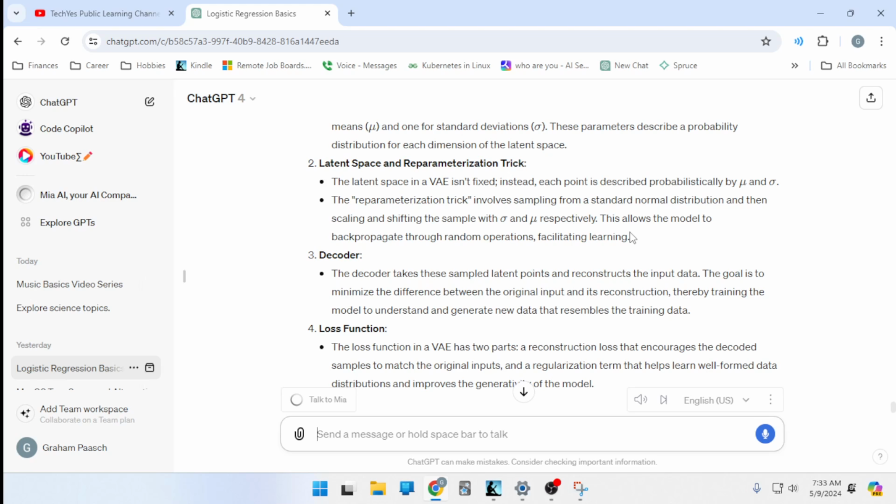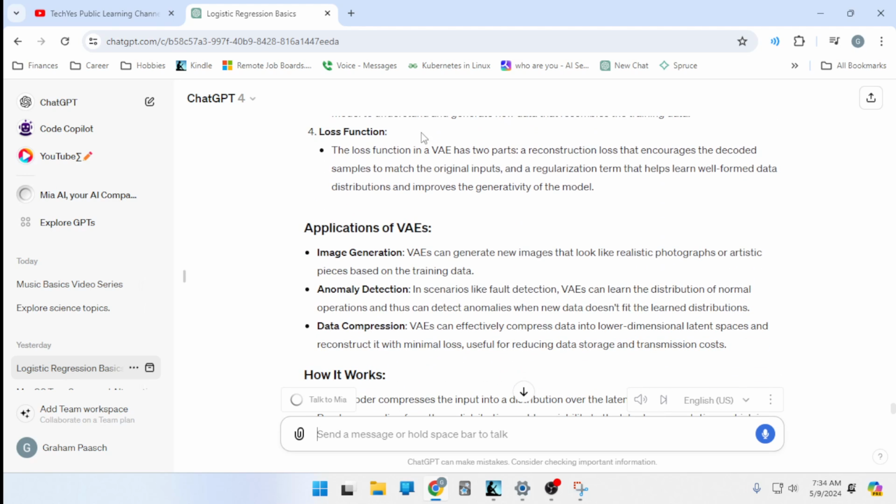Decoder. The decoder takes these sampled latent points and reconstructs the input data. The goal is to minimize the difference between the original input and its reconstruction, thereby training the model to understand and generate new data that resembles the training data. Loss function. The loss function in a VAE has two parts: a reconstruction loss that encourages the decoded samples to match the original inputs, and a regularization term that helps learn well-formed data distributions and improves the generativity of the model.